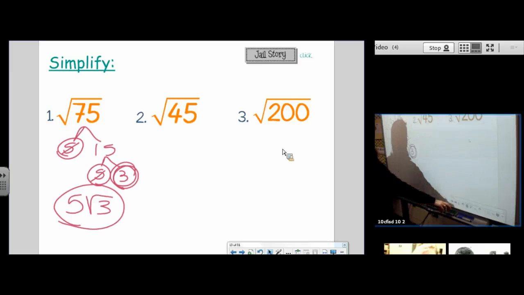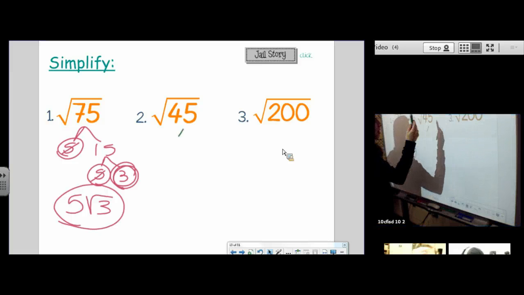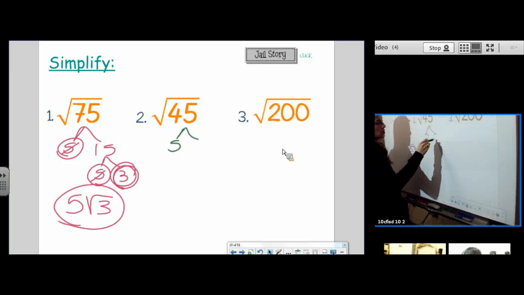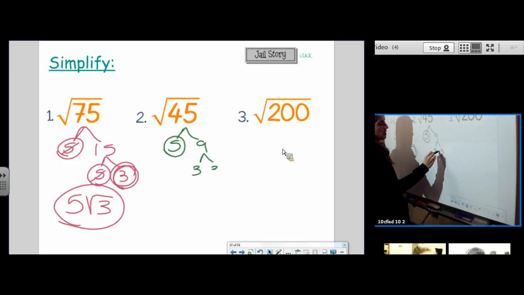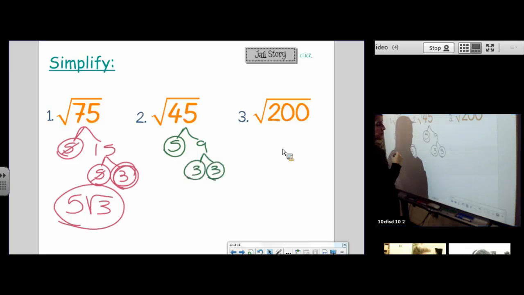Okay, let's do this next one, 45. I think of 5 times 9 first. You might think of something else. That's fine. 5 is prime. 9 is not. So we keep going, and this one's going to be the opposite of the one we just did. A 3 escapes, and a 5 is left over.